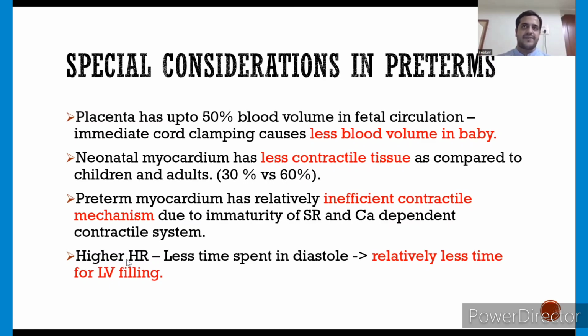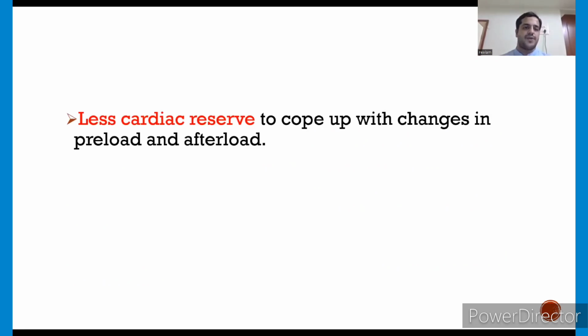In adults, we have a heart rate of 70 in a minute, so there is more time for the heart to fill. But the newborns have a heart rate of 150, 160. So there is less time for each cardiac cycle, less time for diastolic filling. Okay. Next, there is less cardiac reserve to cope up with the changes.